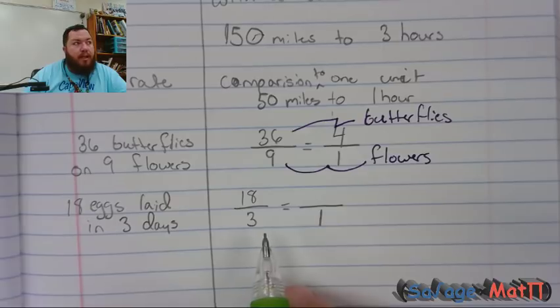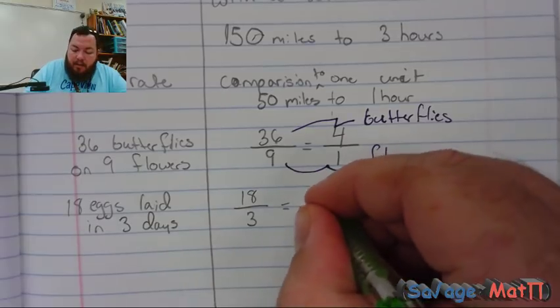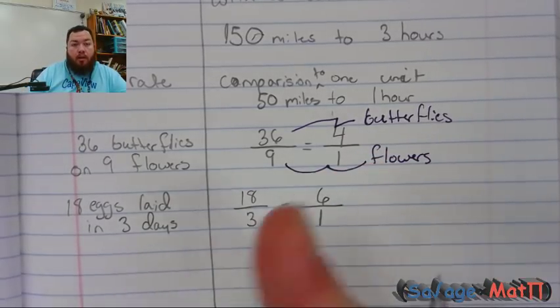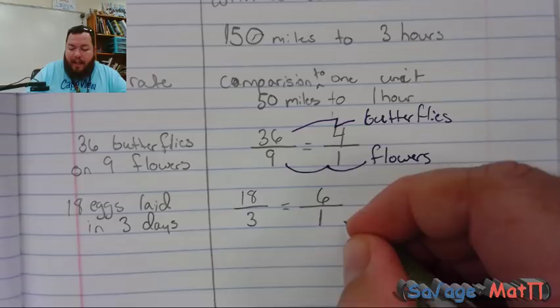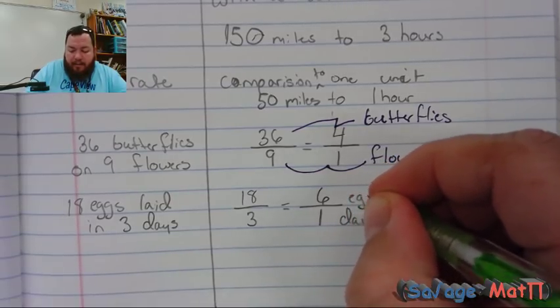So remember, the unit rate always goes to 1. So if this was 3 days, how many did I do in 1 day? Well, I know I can do 18 divided by 3, which would give me 6. So my equivalent fraction, or my unit rate, would be for 1 day, the chicken laid 6 eggs.